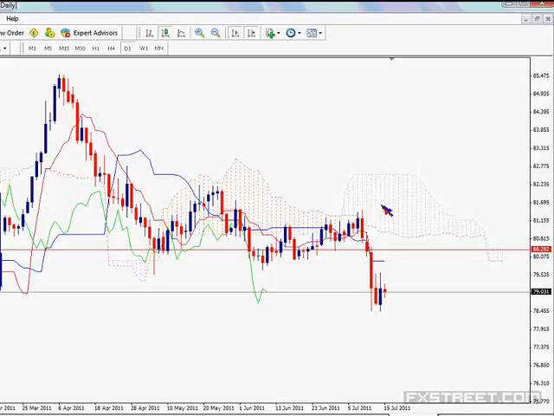While we are inside the cloud, better not to trade when price is inside the cloud, no signals. And the trend can be determined by simply looking at where the current price is in relationship to that cloud. Above the cloud, positive, below the cloud, bearish. Inside the cloud, as I told you, no trend is there.